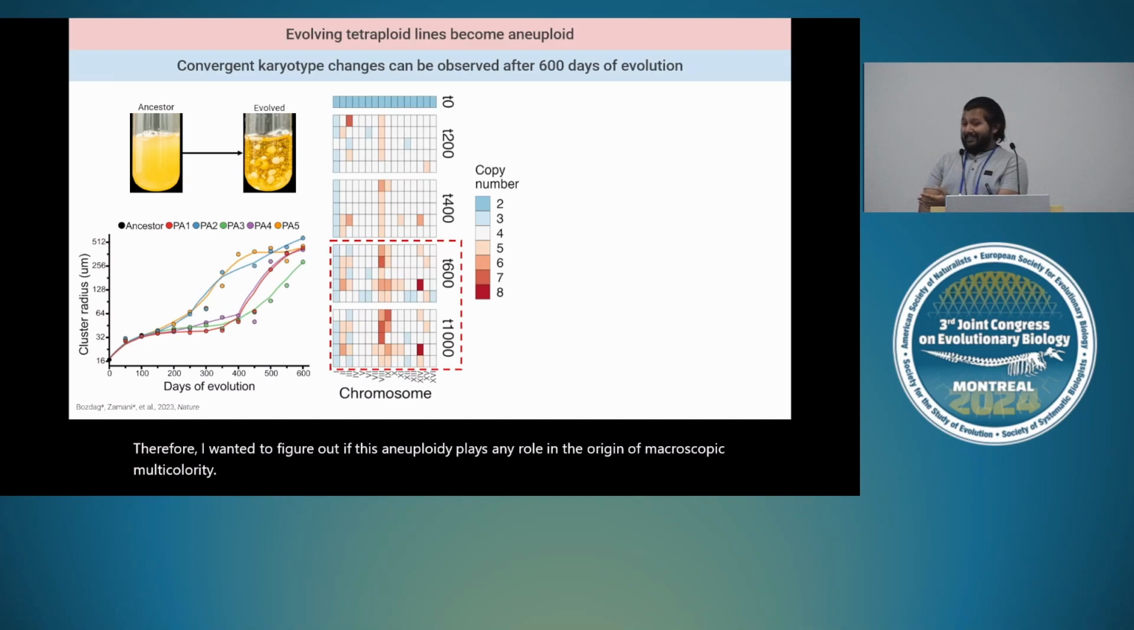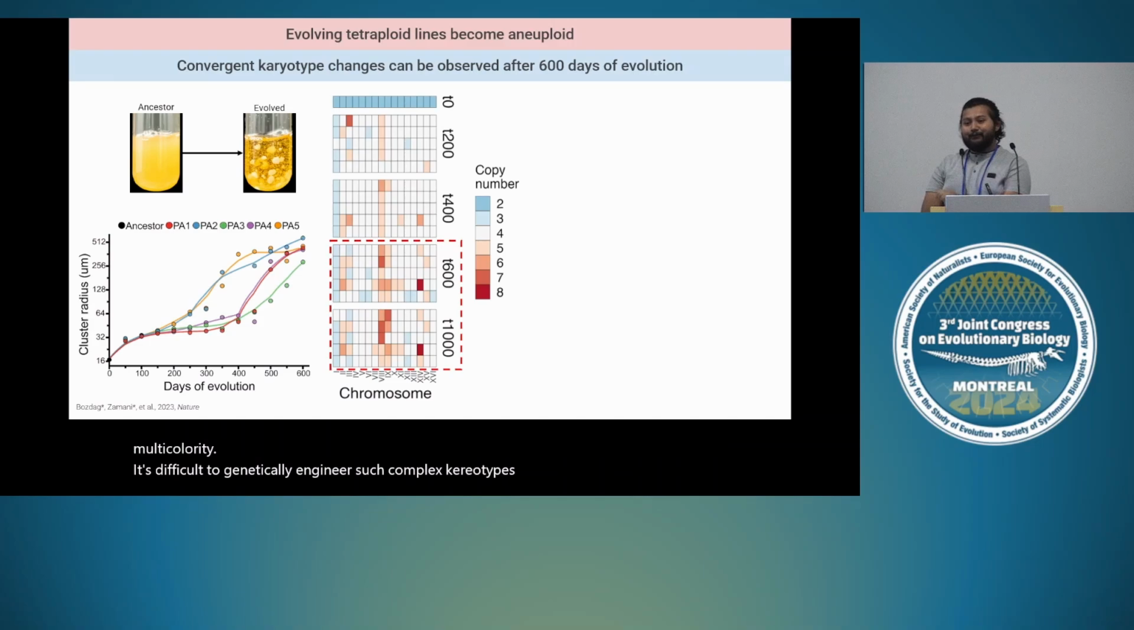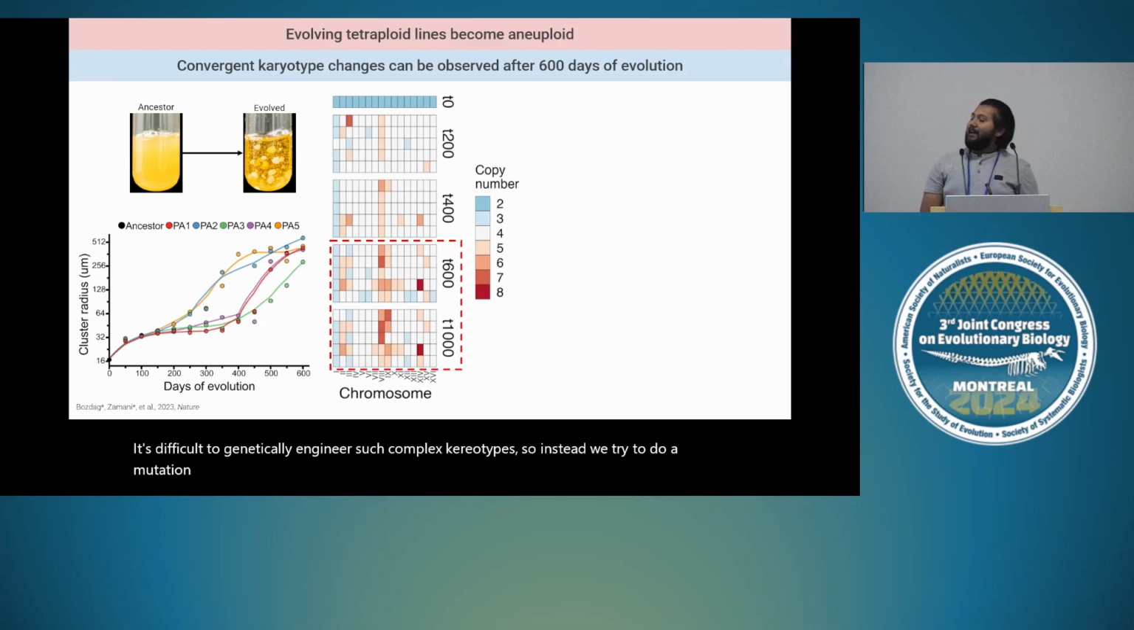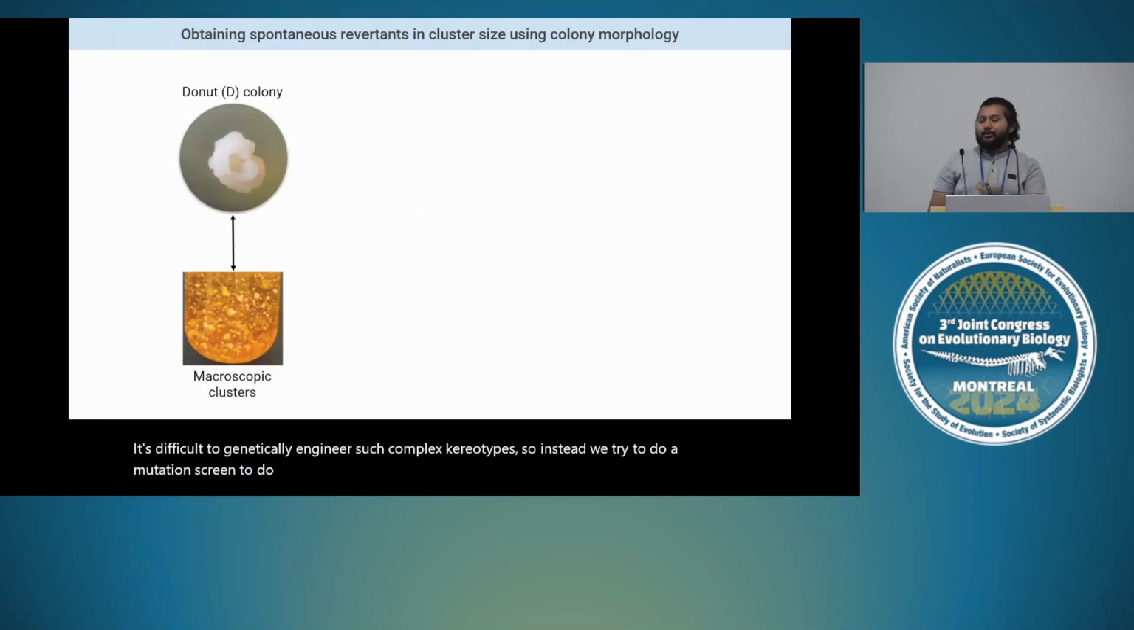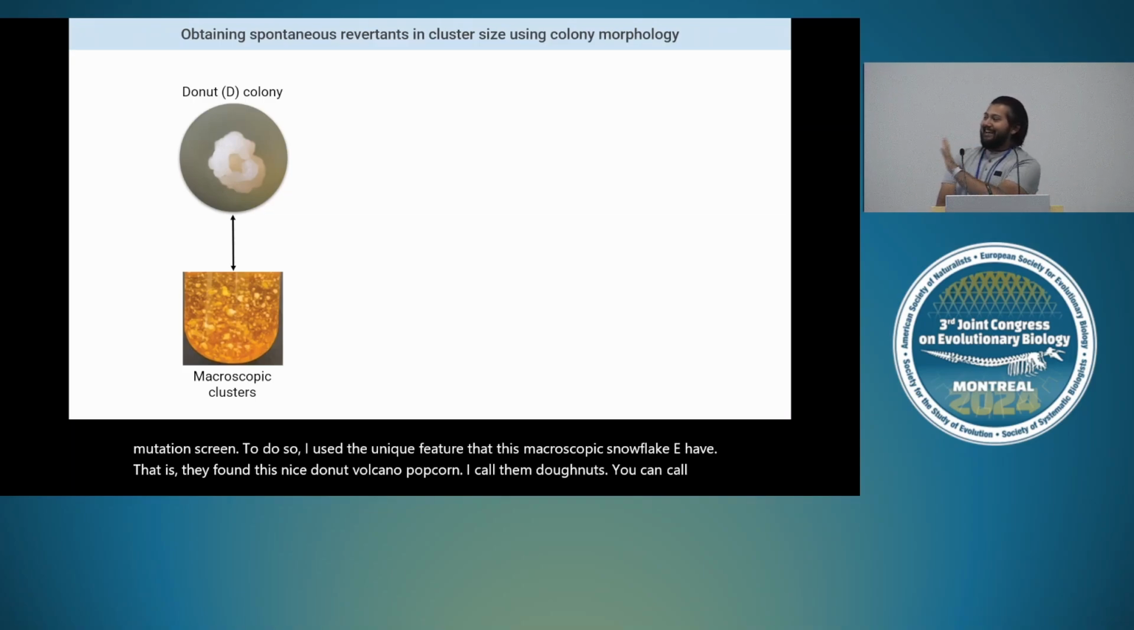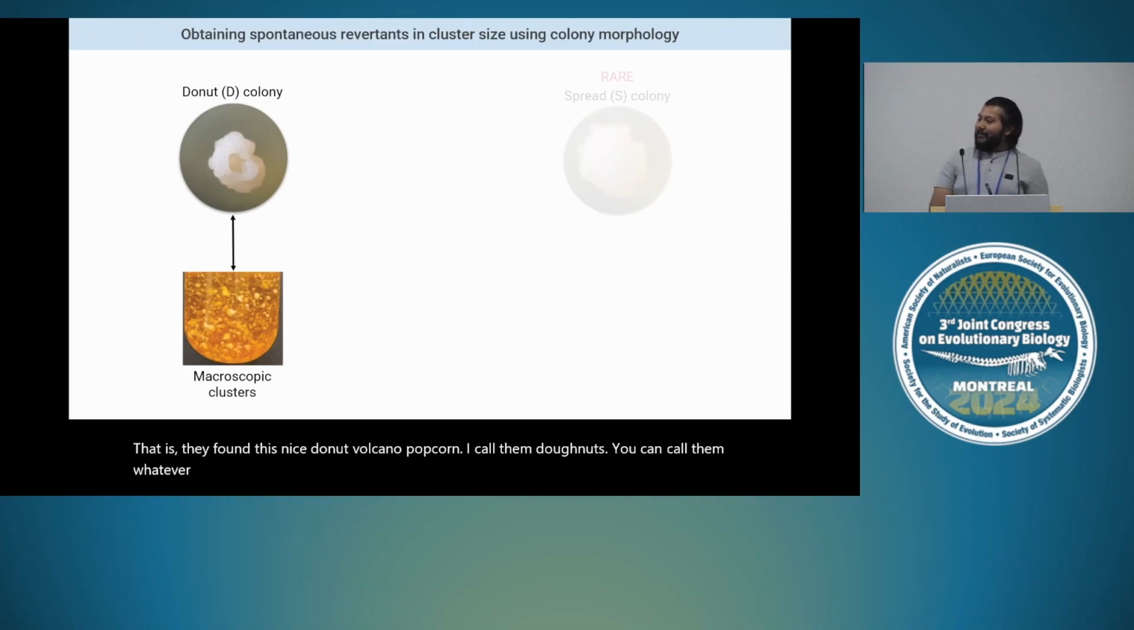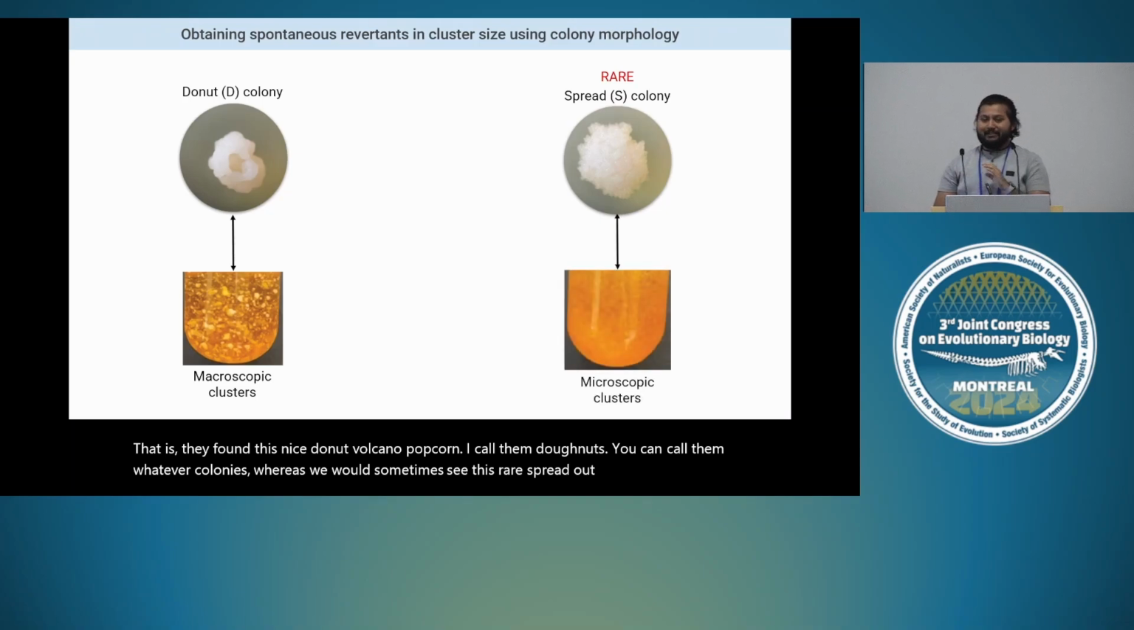It's difficult to genetically engineer such complex karyotypes, so instead we try to do a mutation screen. To do so, I used the unique feature that these macroscopic snowflake yeast have. That is, they form this nice donut, volcano, popcorn. I call them donuts, you can call them whatever, colonies. Whereas we would sometimes see this rare spread out colony, which is unable to form macroscopic clusters.